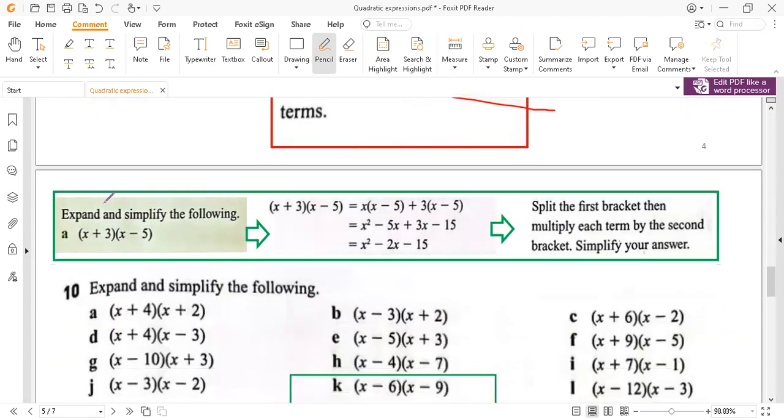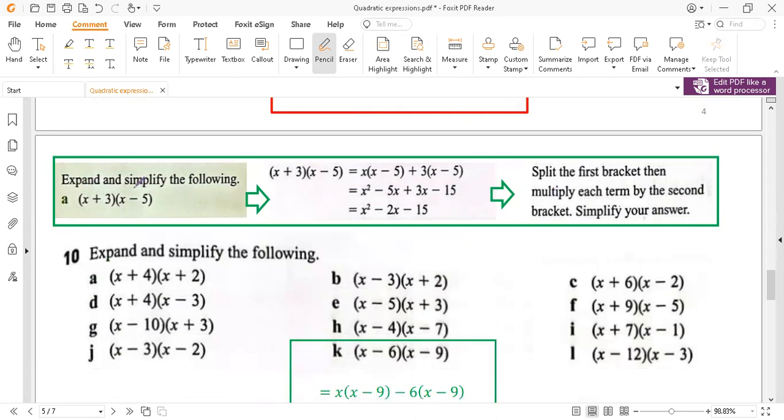And now how to expand, normally, a given expression with some groupings. So we have x plus 3 by x minus 5. In the first parenthesis, we have 2 terms, and in the second we have 2 terms. So it is easy to expand and to simplify the following. How? We say that x should multiply all the terms inside the second parentheses, and then 3 should multiply all the terms inside the second one.